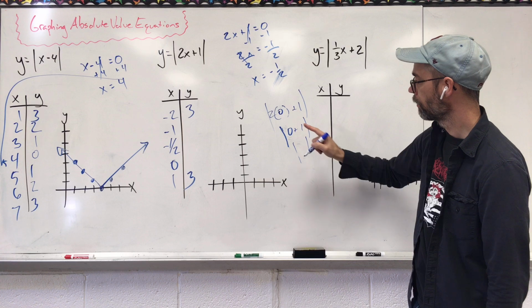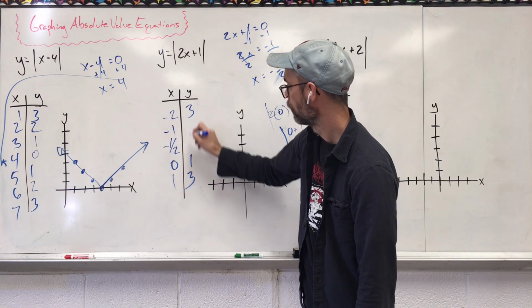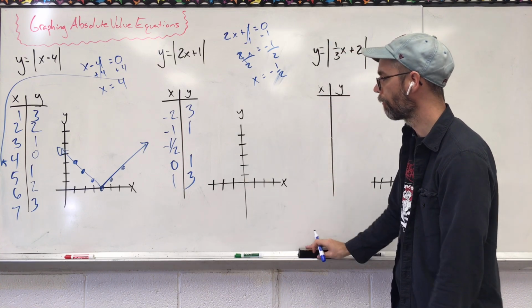2 and 0 is going to give us 0. 0 plus 1 gives us 1. Absolute value of 1 is still 1. So look at that, much quicker. Now we've got a problem. Now we get that fraction.